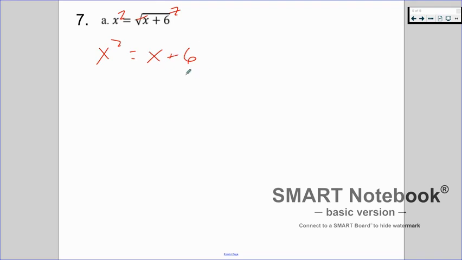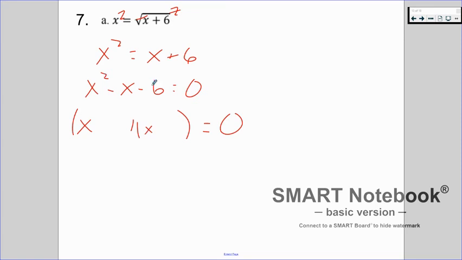So I'm going to move this stuff that's on the right-hand side over to the left-hand side. I get x squared minus x minus 6 equals 0. And then I see this trinomial over here, and I'm used to factoring that. So I'm going to try factoring that down. So x and x would seem to work here.